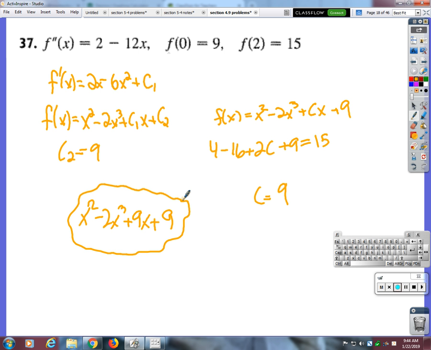Yeah, put it in standard form, you mean? Yeah, that's fine. That's better.